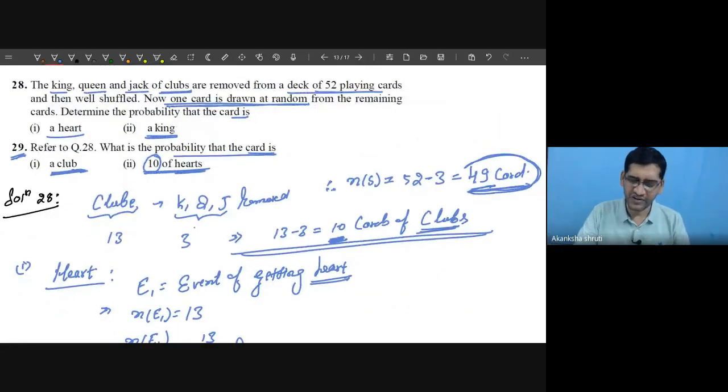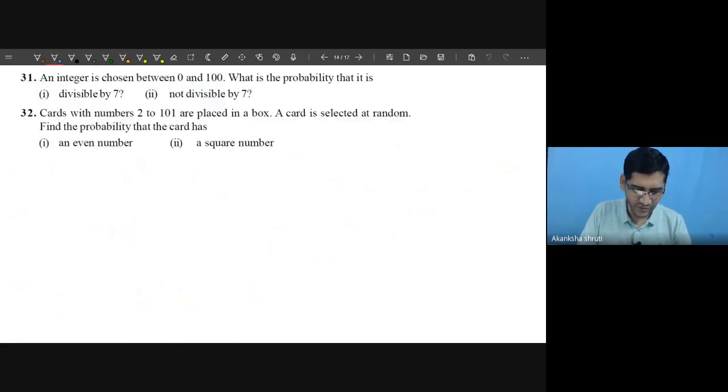So let us go for one question based on no replacement. See, the questions are framed based on the numbers itself. They are also very easy. Let me take one question. I'm going to solve question number 32.